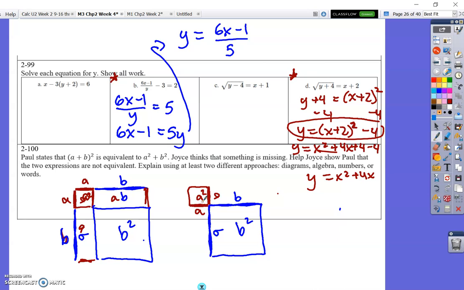And then the other approach, use some numbers, like just plug in some numbers. Let's say a equals 5 and b equals 6 and see what happens. See if they're the same. 5 plus 6 is 11 and 11 squared is 121, and 5 squared is 25 and 6 squared is 36, and 25 plus 36 is 71, not 121. So it doesn't work. So that would be the other way.